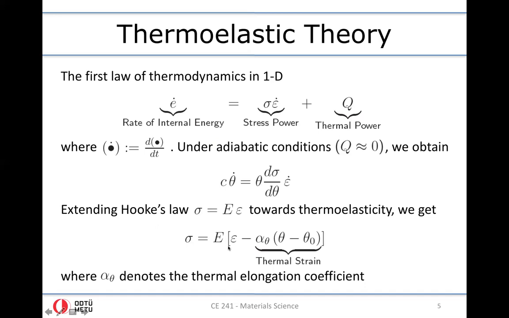So how do you do this? In the simplest case, you replace the strain that you see here, which is a mechanical strain resulting from the deformation of the material, with the effective strain, which is given by the strain due to the displacement minus the strain due to the temperature change. The latter strain is referred to as thermal strain. Thermal strain is defined as the change in temperature, which is the current temperature theta minus the reference temperature theta 0, times alpha theta, where alpha theta stands for the thermal elongation coefficient.